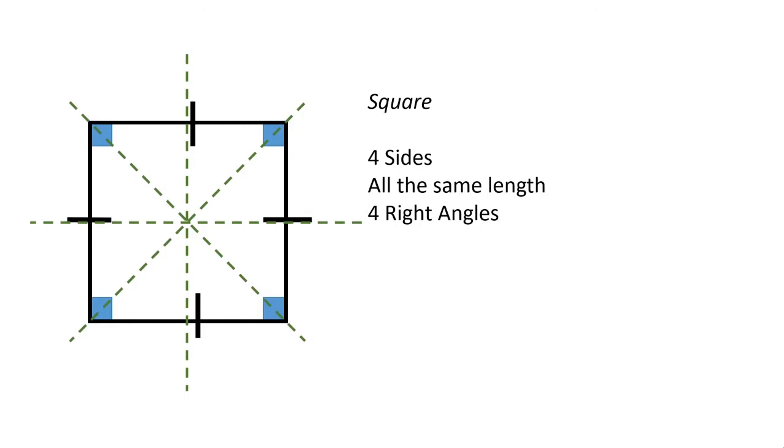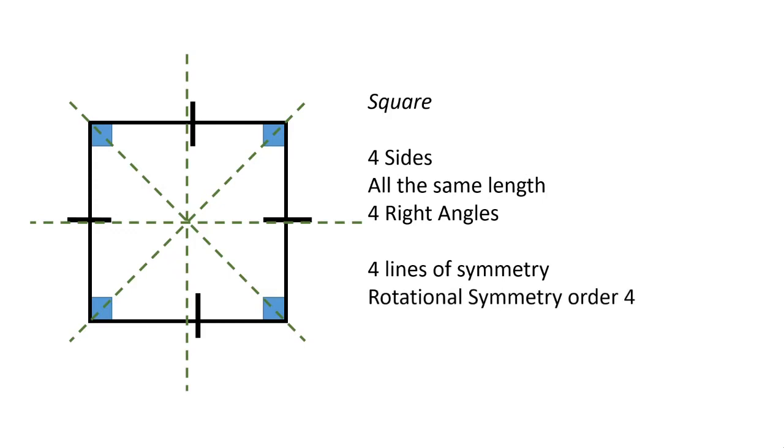So overall, the square has four lines of symmetry. We could also talk about the square's rotational symmetry as well. If we were to pick up that square, turn it through a full 360-degree turn, it would fit over itself 4 times exactly. And so we say it has rotational symmetry order 4.